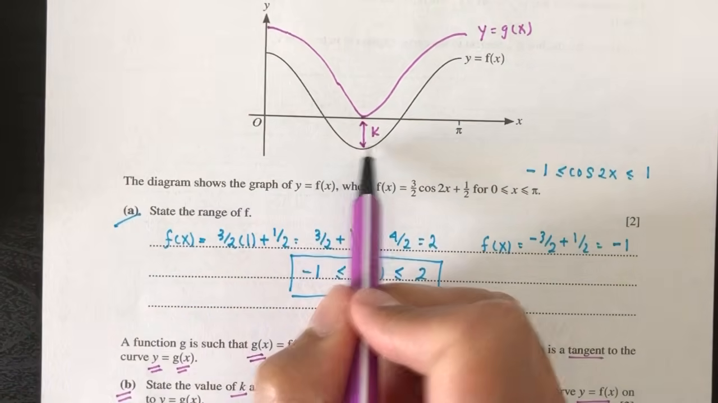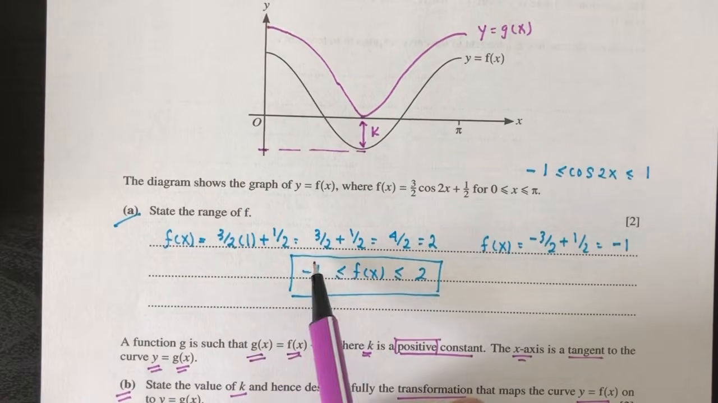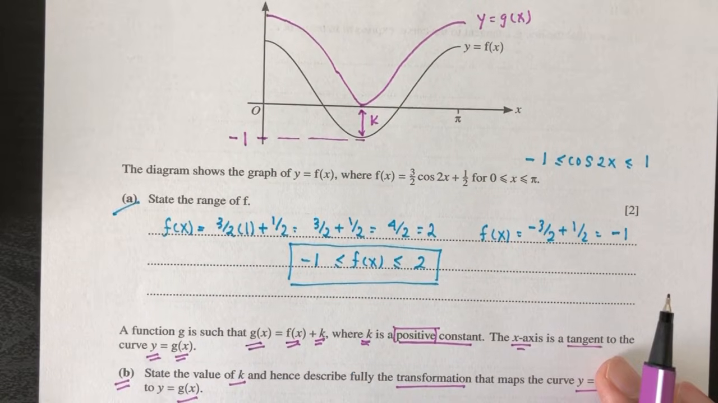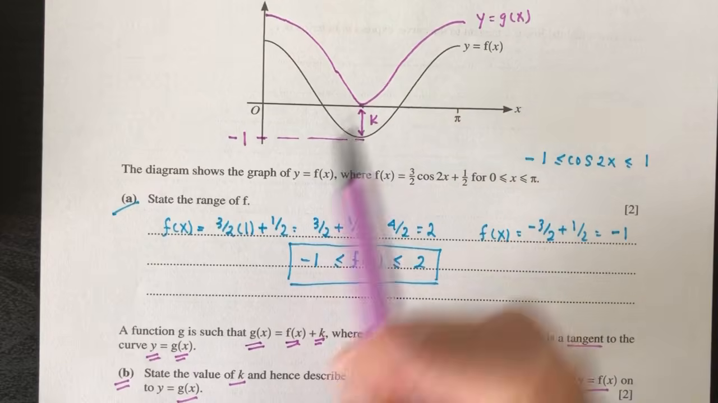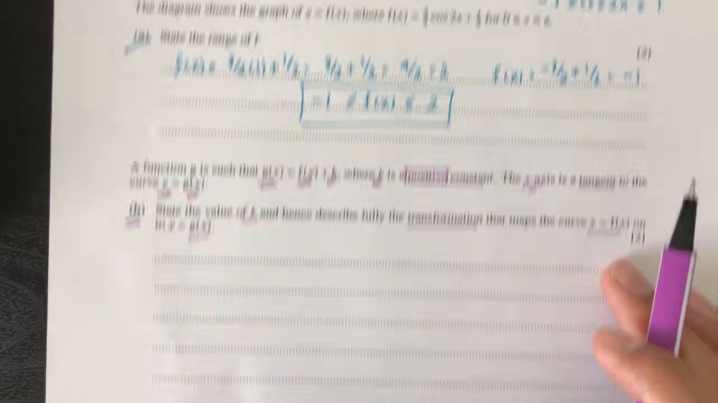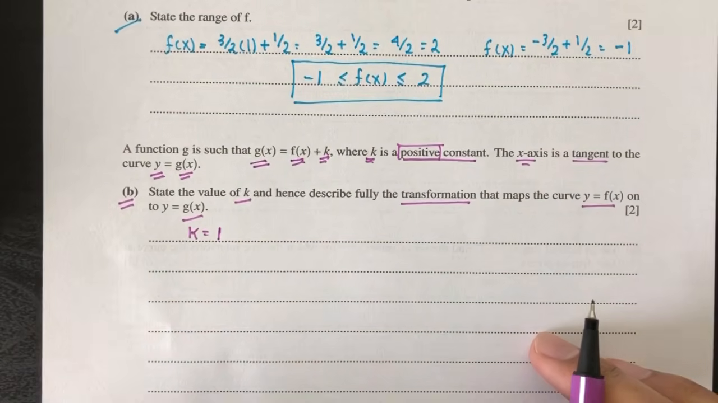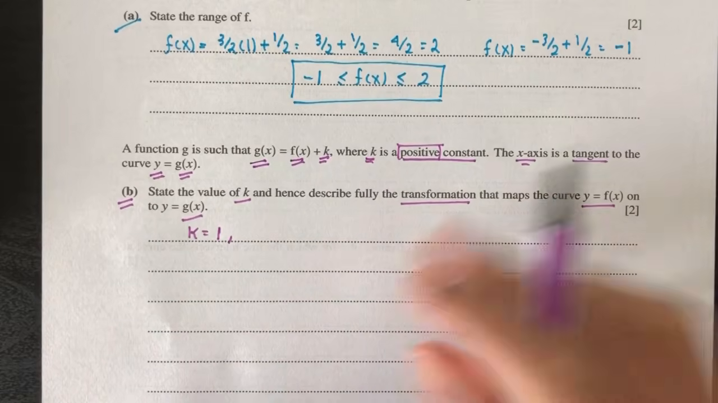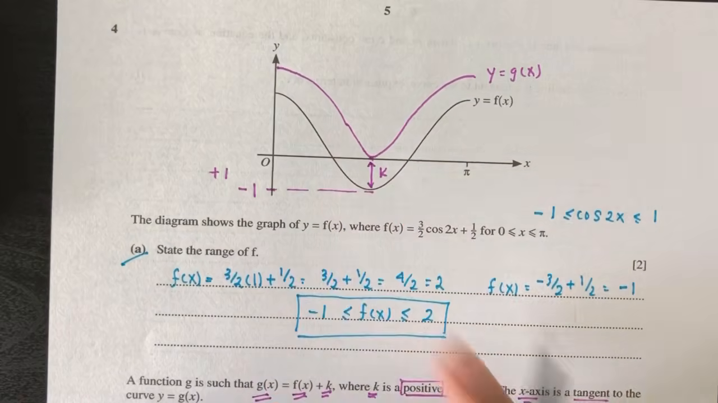So let's see, what was this minimum point? This point, as you have seen, will be equal to minus 1. Now, to make this value go up this distance, you have to plus 1 to become 0. So k is equal to 1. I hope that makes sense. And now describe fully the transformation that maps f onto g. So how can you make f go onto g? By moving up by 1 unit.